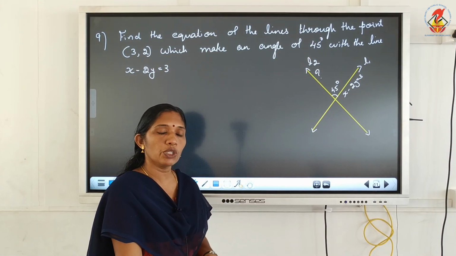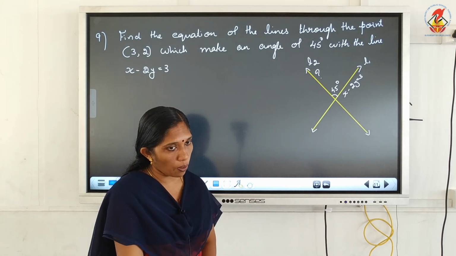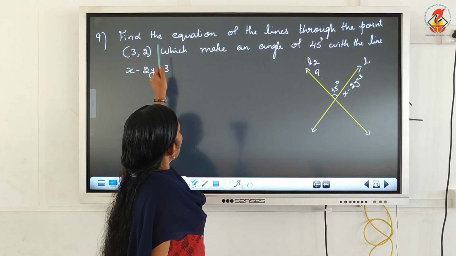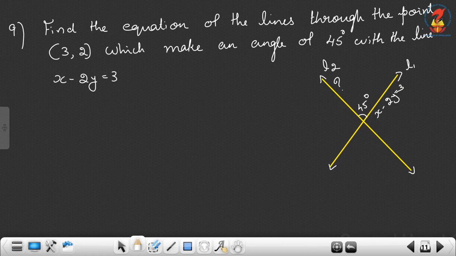So, for finding the equation we have to apply the point slope form. So, we need the slope. How do we get the slope? That line makes an angle of 45 degrees with another line, and the other line's equation is given. Okay. So, let the lines be L1 and L2. The equation of L1 is given. The angle between L1 and L2 is 45 degrees.